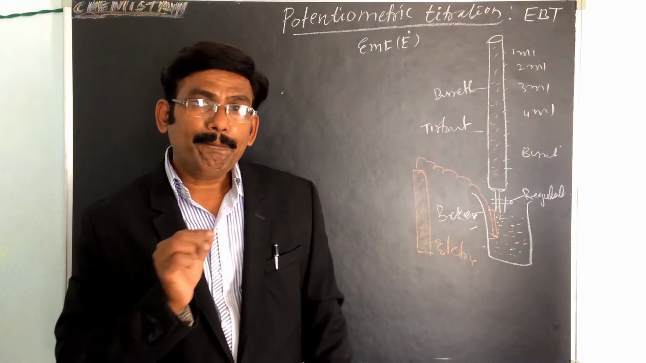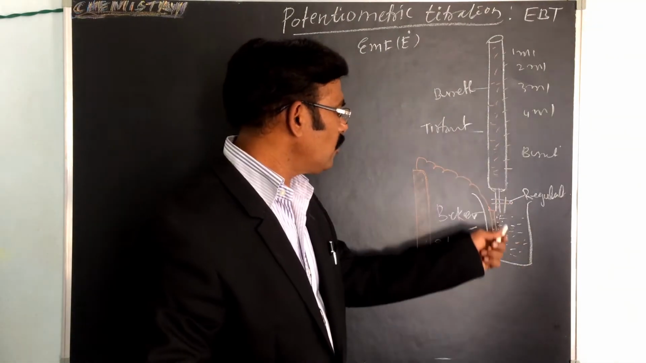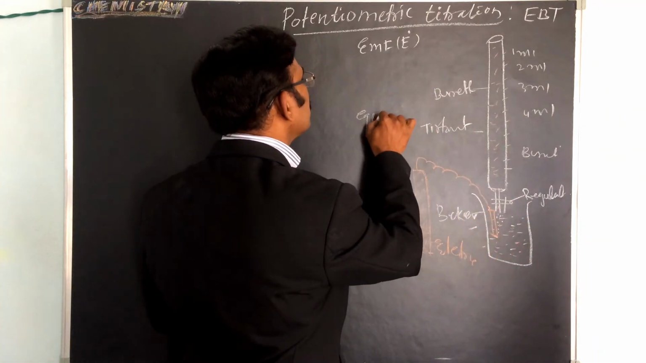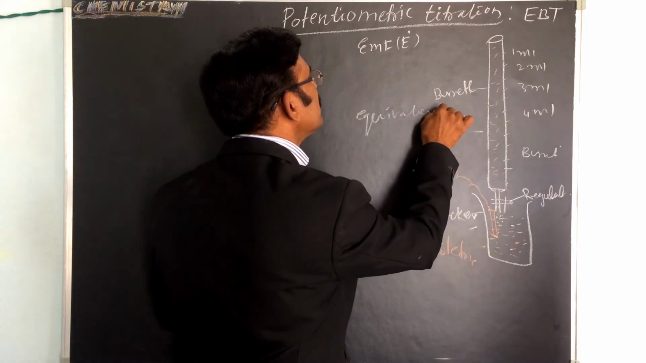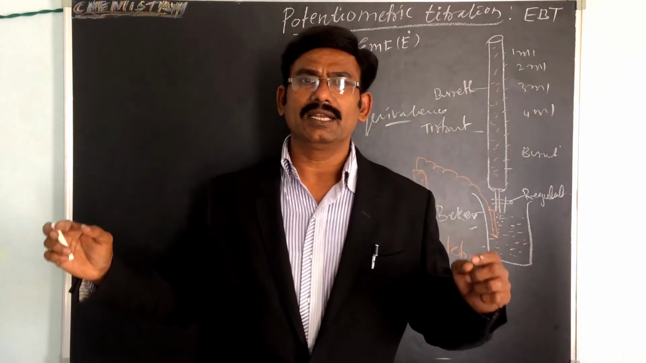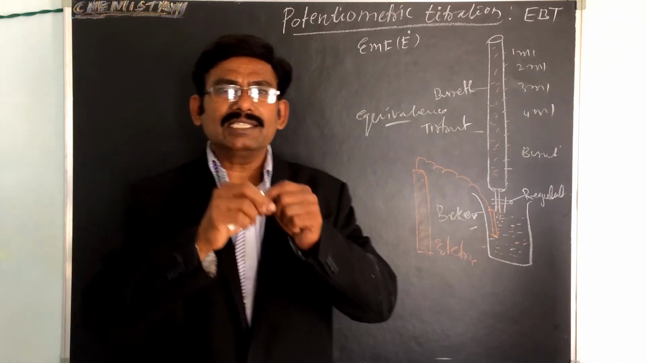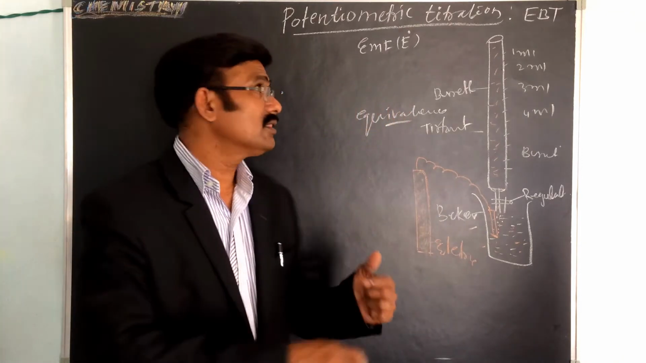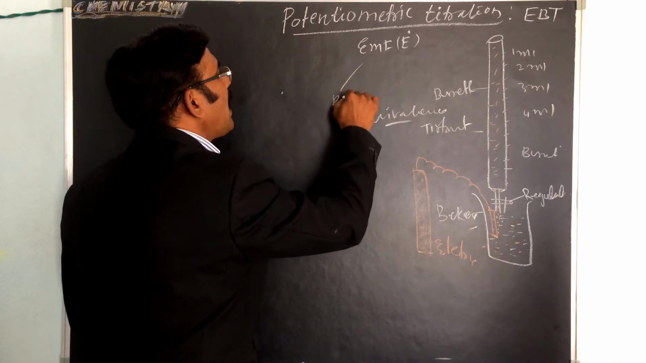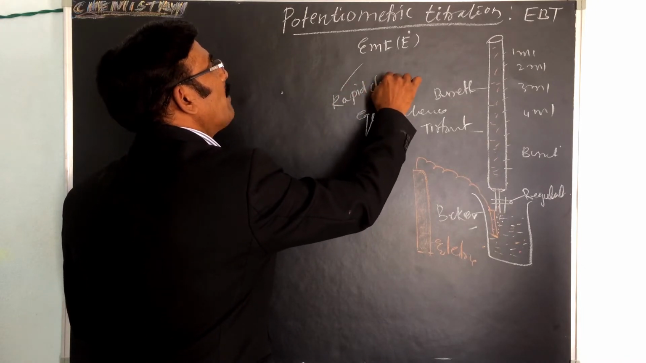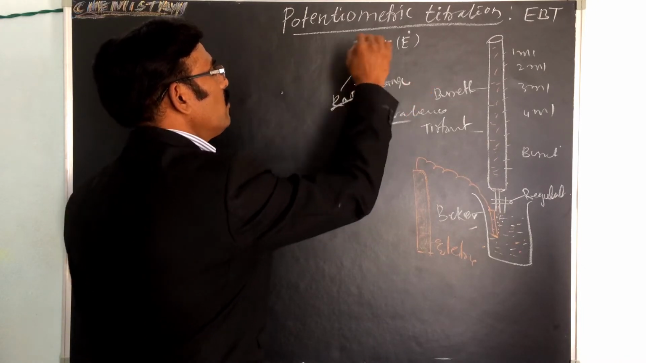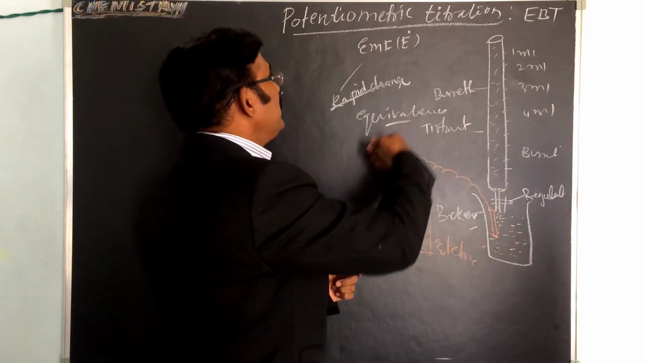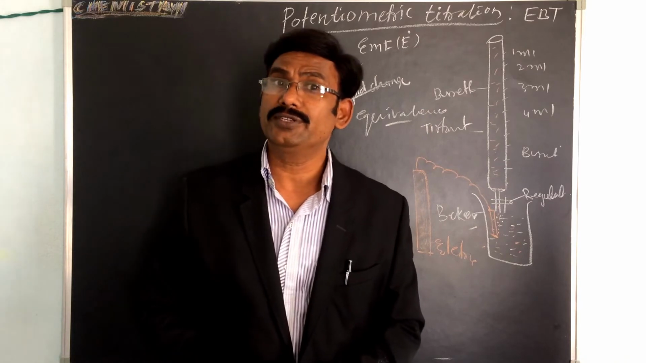So the approaching equivalence point is important. The approaching equivalence point is indicated by a rapid change of EMF. Some very rapid change takes place. What is the equivalence? On approaching the equivalence, there is a rapid change of electrode potential.